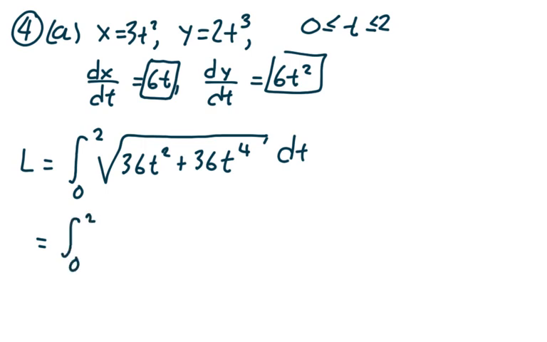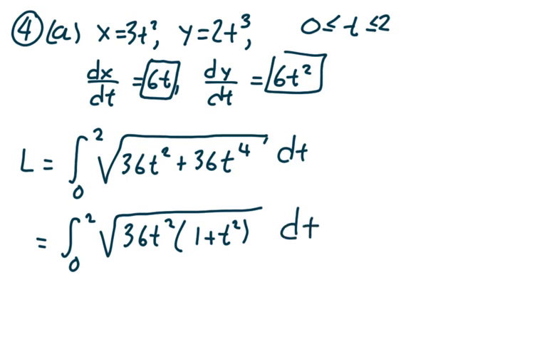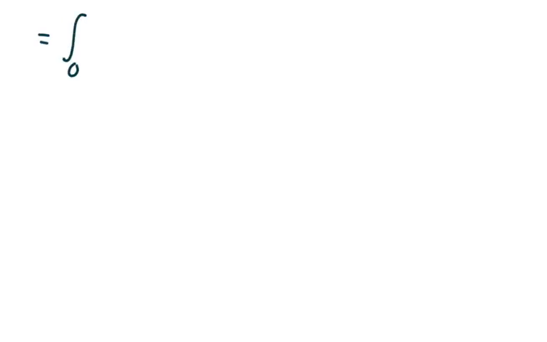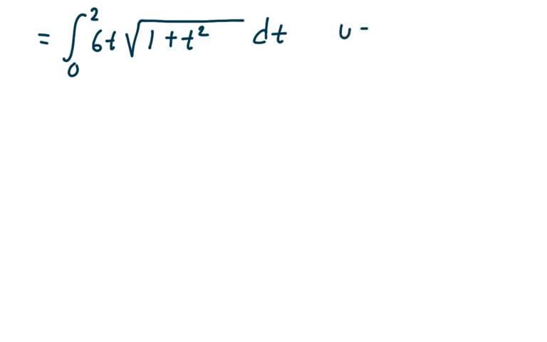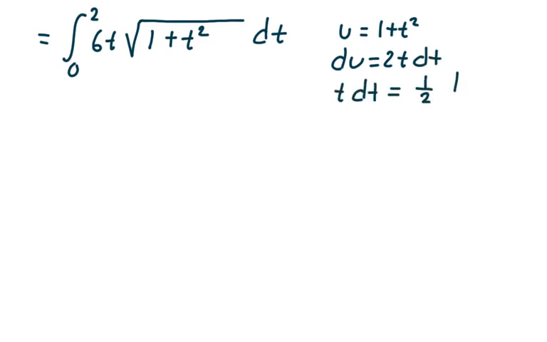So I'm going to factor out a 36t squared. And when I do, I get 1 plus t squared dt. But the square root of 36 is 6, right? The square root of t squared is t on the interval 0 to 2. So this is the integral from 0 to 2 of 6t times the square root of 1 plus t squared dt. So it works out really, really nice, okay? Now, I'm going to let u equal 1 plus t squared. du is 2t dt. So t dt is 1/2 du.